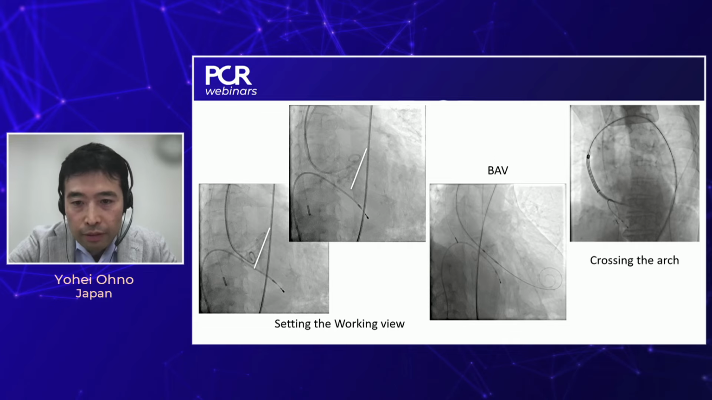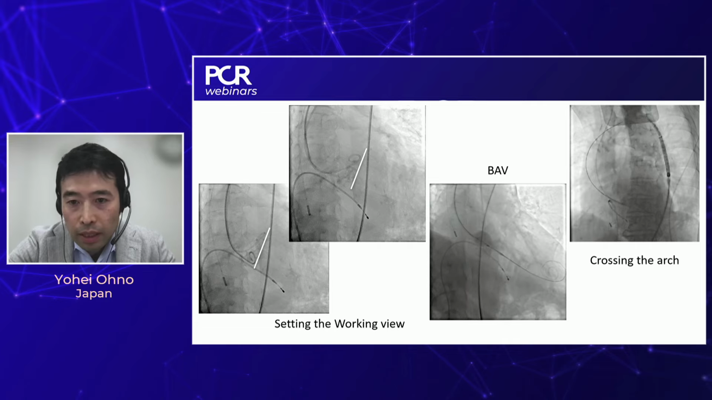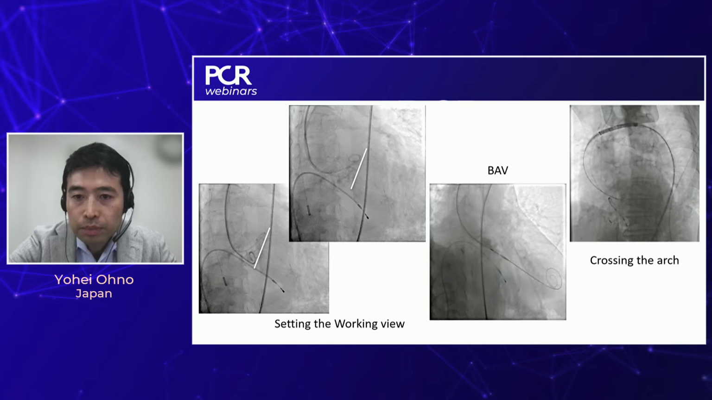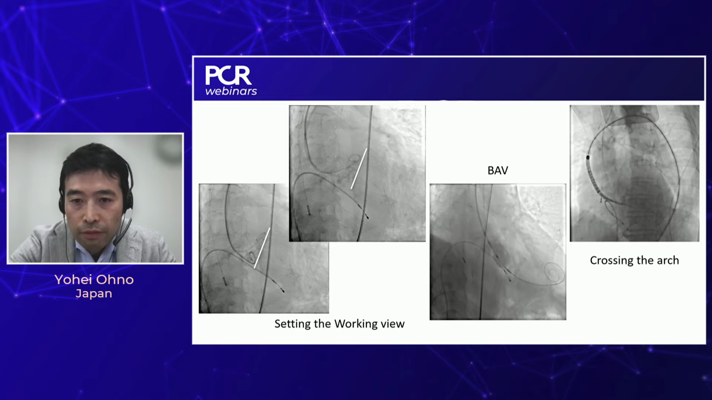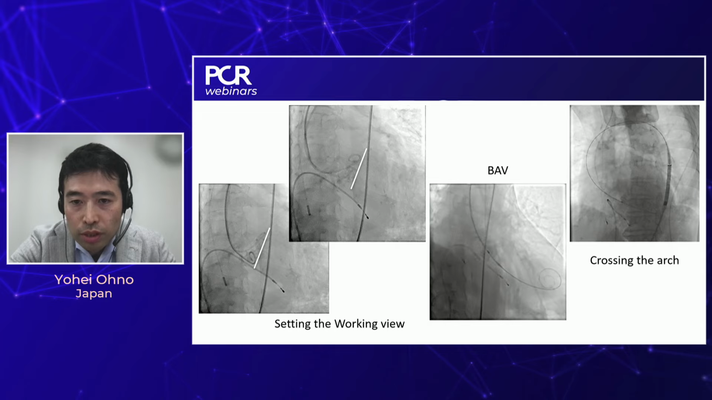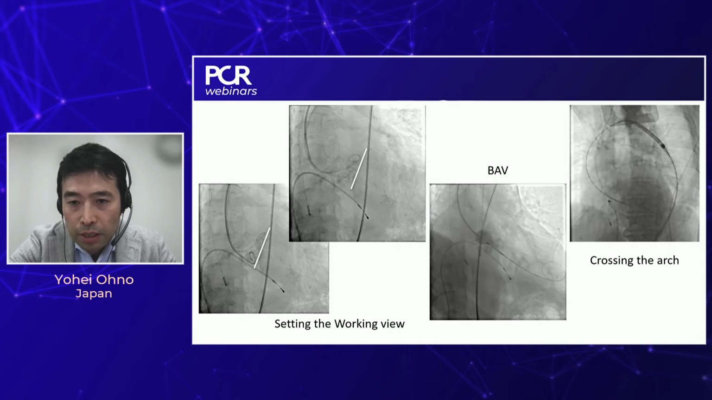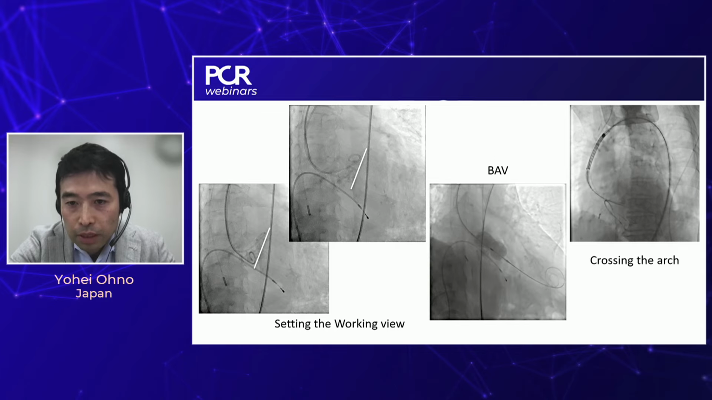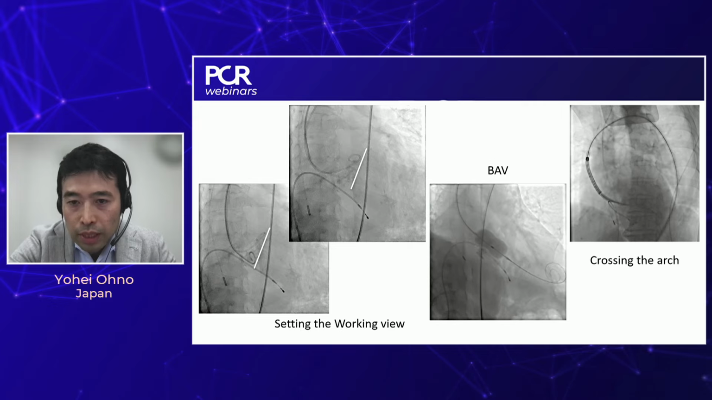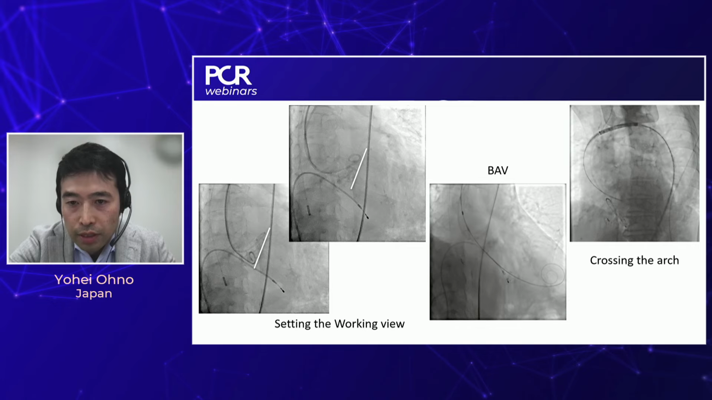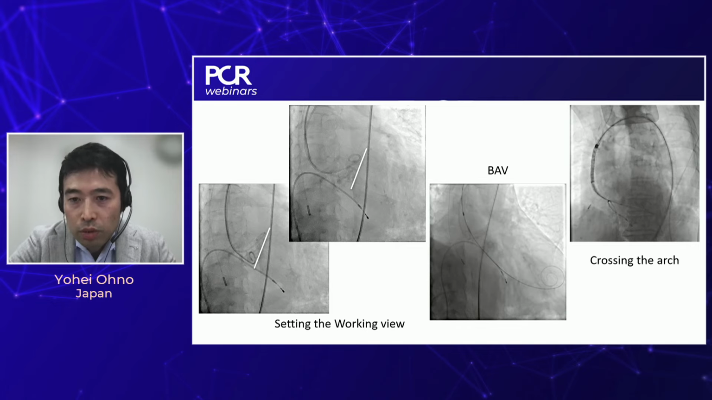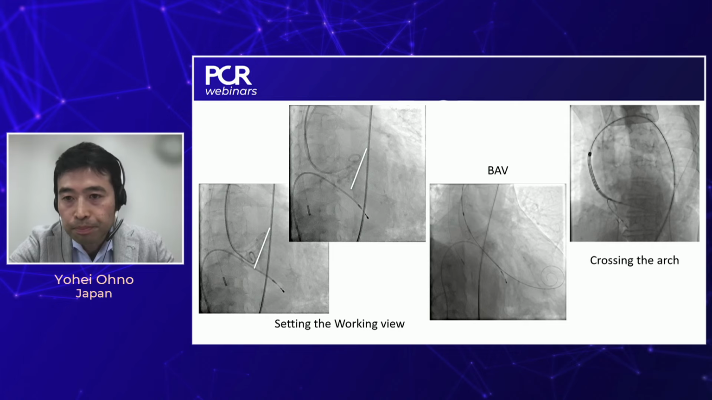This was followed by balloon pre-dilatation with a 22 millimeter balloon, with very bulky calcification. We had a little bit of difficulty in the positioning of the balloon, but finally we were able to balloon. Look at this very bulky calcification, which still has the indentation of the balloon, but we didn't want to cause any aortic root injury.